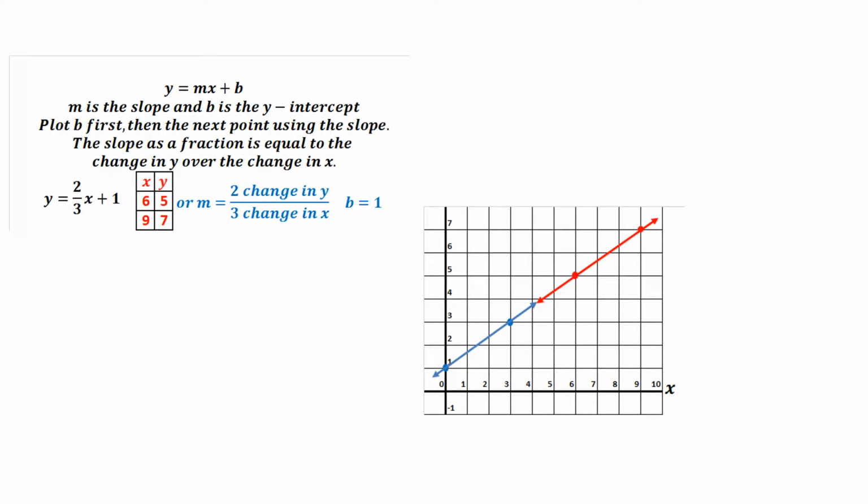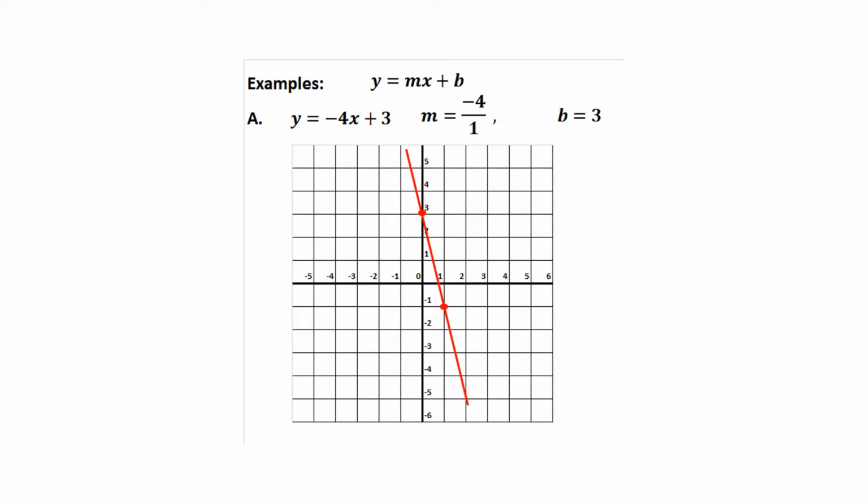So to do a table becomes somewhat tedious. Most people would rather use y is equal to mx plus b, because the first thing you do is put b on the y-axis and then use the slope to find another point, and you have your straight line.